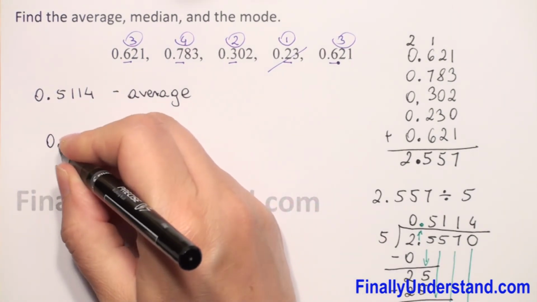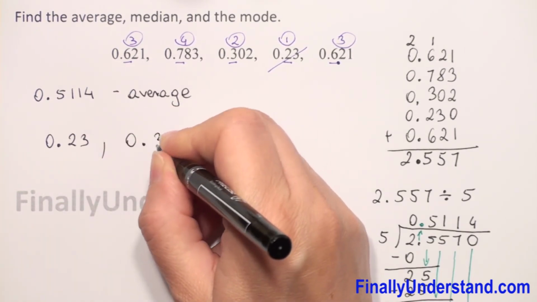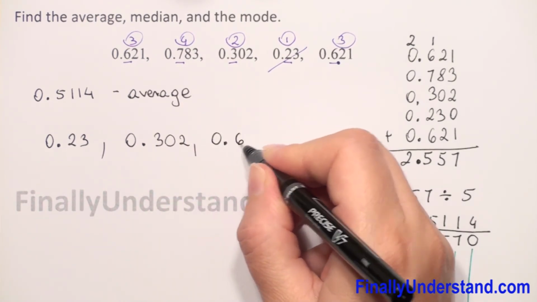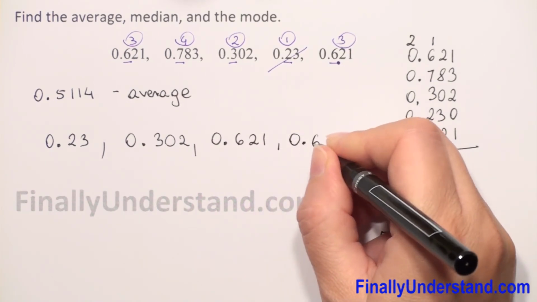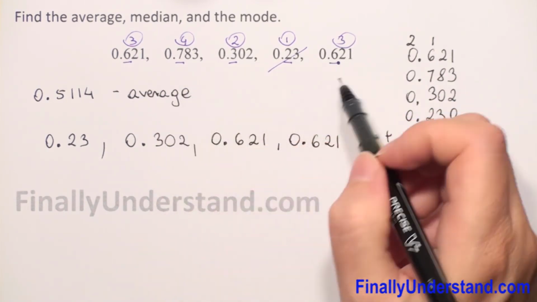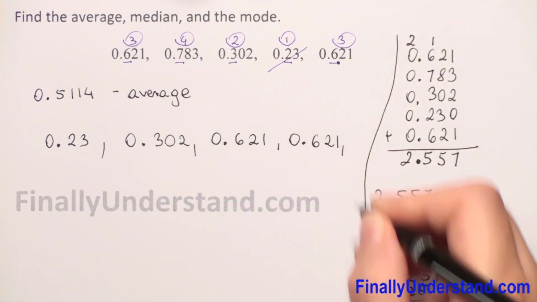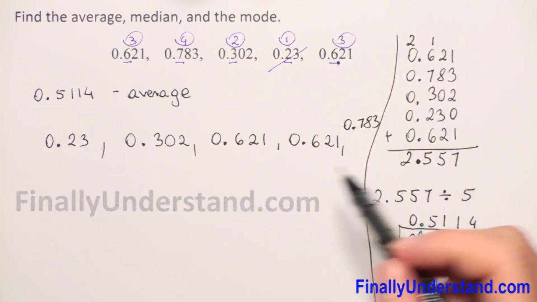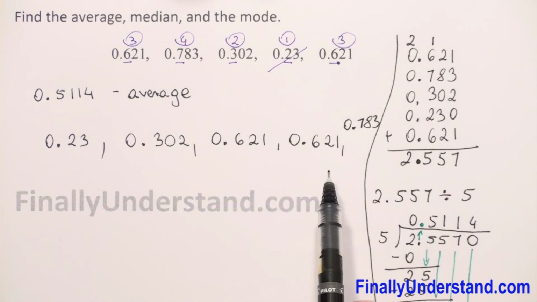So we can write our numbers from the smallest to the greatest. First is 0.23. Next is 0.302. Third is 0.621. Next will be 0.621. We copy it 2 times because we have 2 of the same numbers. And the last is 0.783. So we list these numbers from the smallest to the greatest.